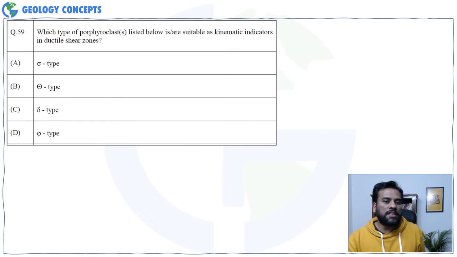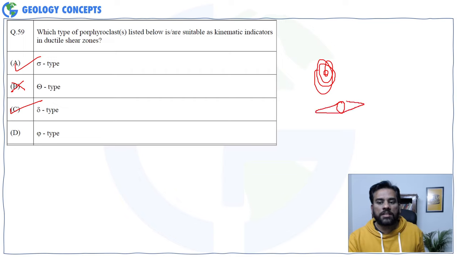Which of the porphyroclasts listed below is suitable for kinematic indicators? Sigma type is yes, a kinematic indicator. Theta type, no, because it doesn't have any wings, so it cannot tell you anything. It will just be something like this. So this is not a kinematic indicator. Delta is a kinematic indicator. Yes, this is correct. Phi is something like this. It doesn't tell you any direction here. It's very symmetrical, so this is also not a kinematic indicator. A and C is the correct option.